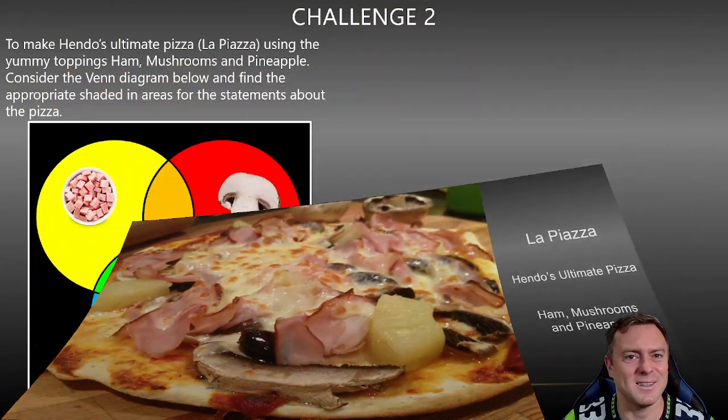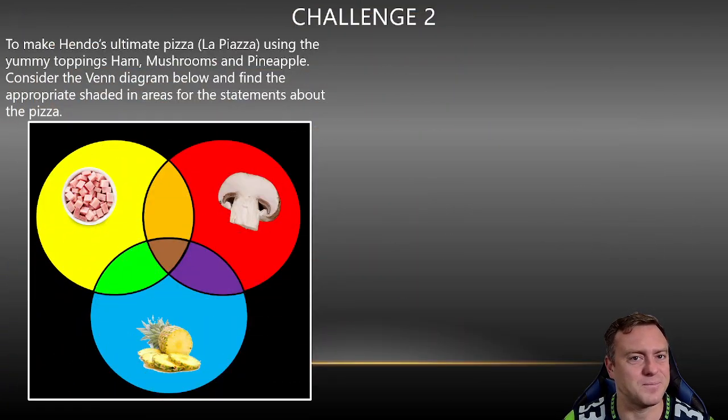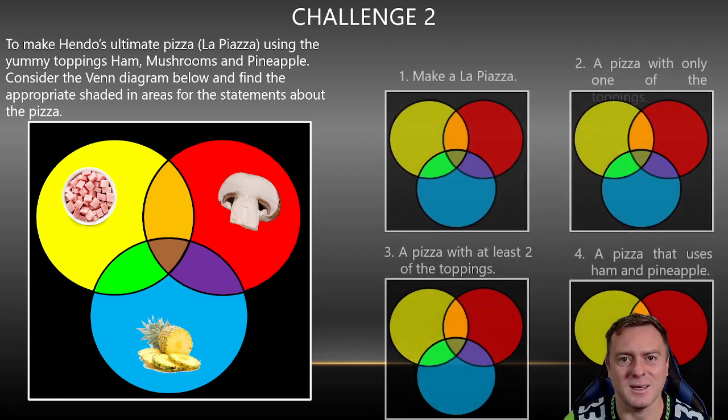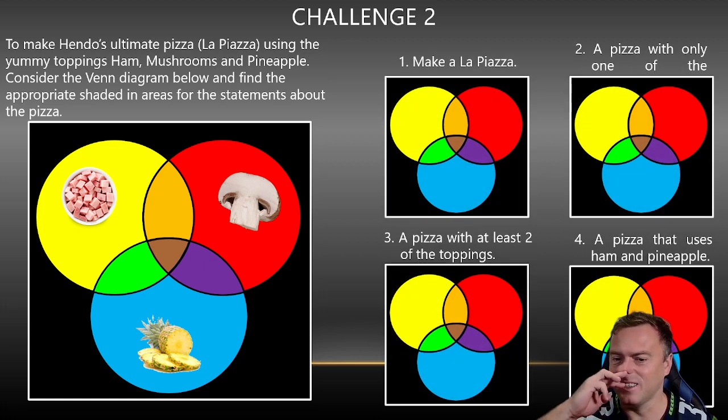So La Piazza, the way that you make Hendo's favorite pizza is you do the Venn diagram below, and basically you put these ingredients together. So you have ham, mushroom, and pineapple. So to make La Piazza, have a think about these different things, and we'll come back and talk about what areas they might be.